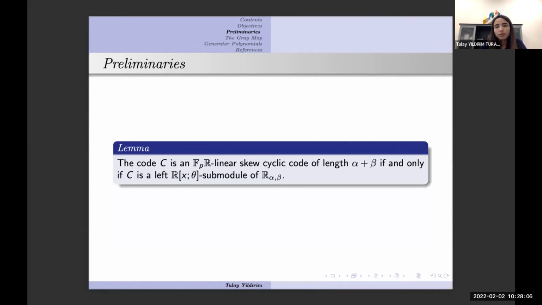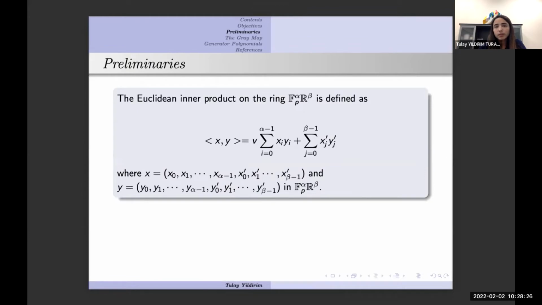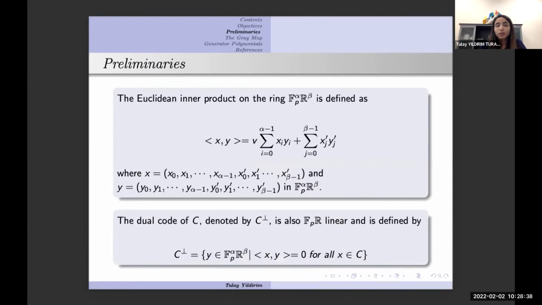And we give some basic and well-known notions for our new ring FpR. We say that the code C is FpR-linear skew cyclic of length alpha plus beta if and only if C is a left R[x; theta] submodule of Fp^alpha times R^beta. Then we define the Euclidean inner product for our ring. We say that x and y are defined in such a summation form. And of course, after the Euclidean inner product, we have to give the duality definition.